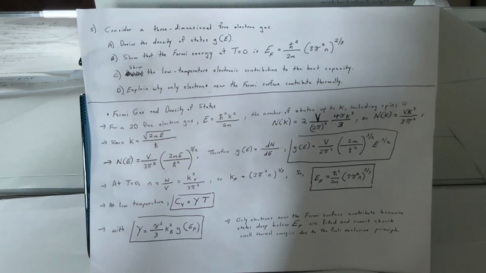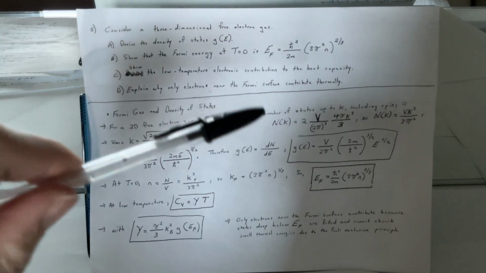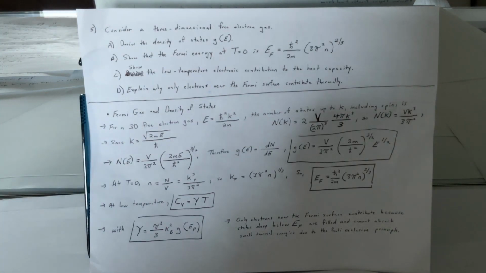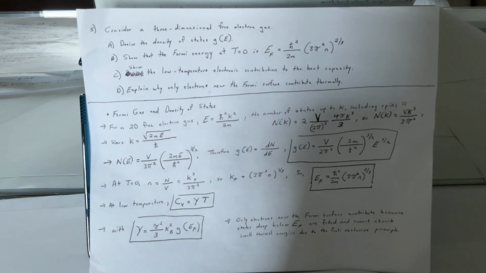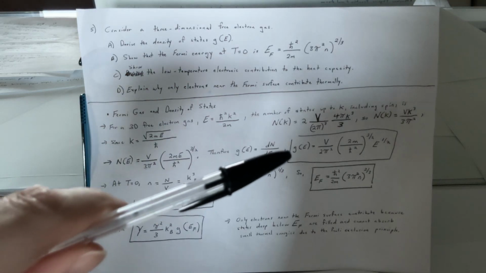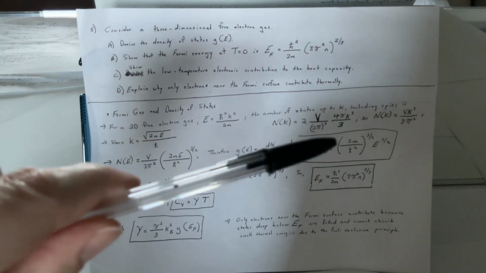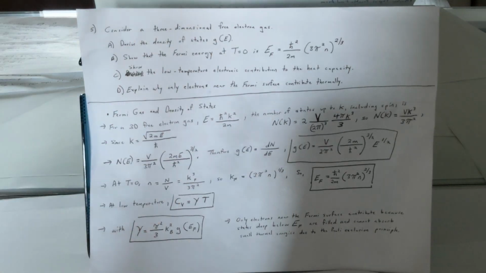So for the 3D electron gas, we're going to use E equals h bar squared k squared over 2m. The number of states up to k, including spin, is going to be N of k equals 2 times V over 2 pi cubed times 4 pi k cubed over 3. So N of k is going to become V k cubed over 3 pi squared. So N of E is going to be V over 3 pi squared times this quantity when we substitute for k. And therefore g of E is dN dE. And g of E is going to be V over 2 pi squared times 2m over h bar squared to the 3/2 times E to the 1/2.